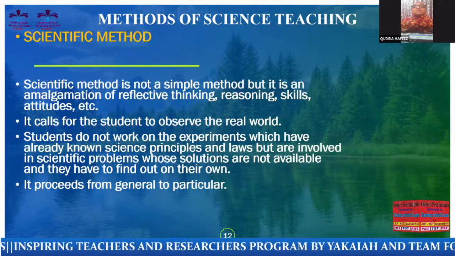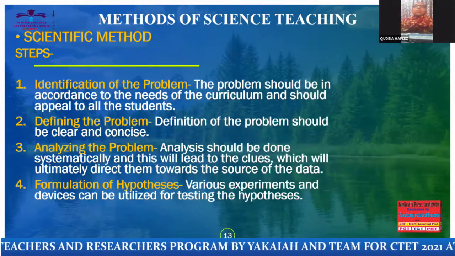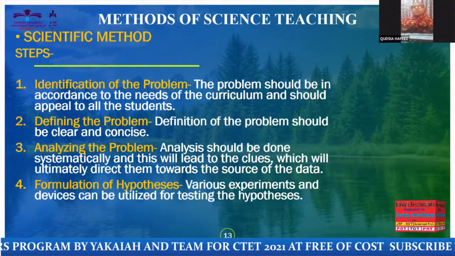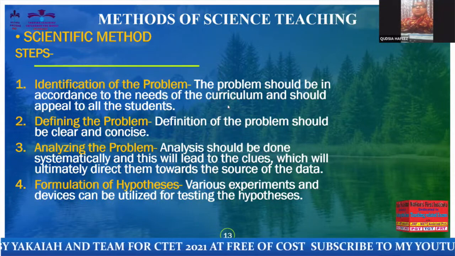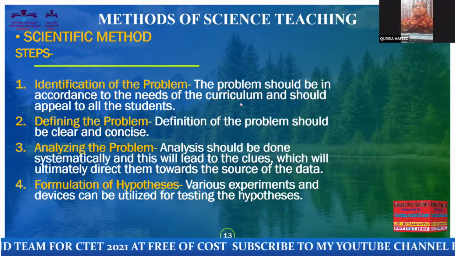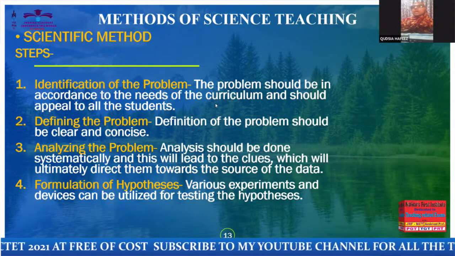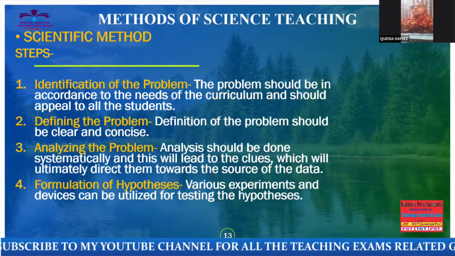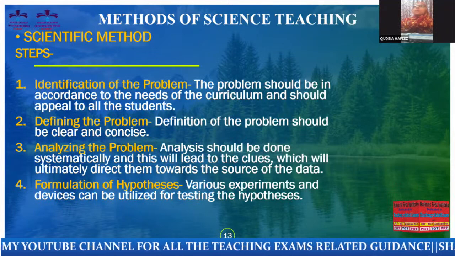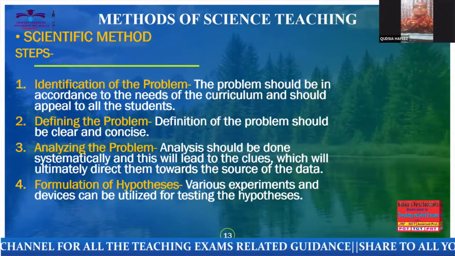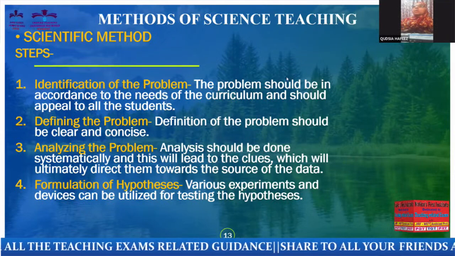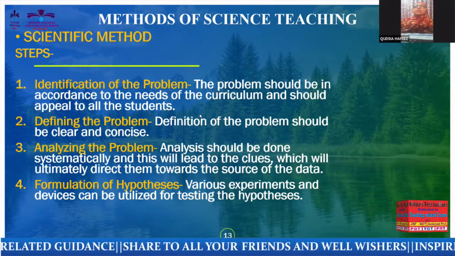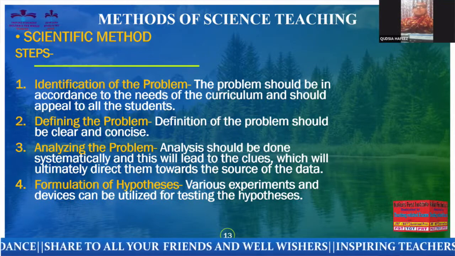So here are the steps of scientific method. First is identification of the problem. The problem should be in accordance to the needs of the curriculum and should appeal to all the students. So here the students try to understand what exactly is the problem. They should be in accordance with the needs of the curriculum. It means that the higher level students must be involved in the scientific method to solve the problems, whereas scientific method may not be much applicable in the lower classes. So that's the reason it should be according to the curriculum, according to the concept the child is learning, and should appeal. It should be seen that the child is able to enjoy performing the scientific method.